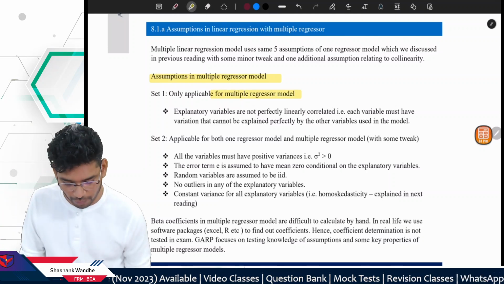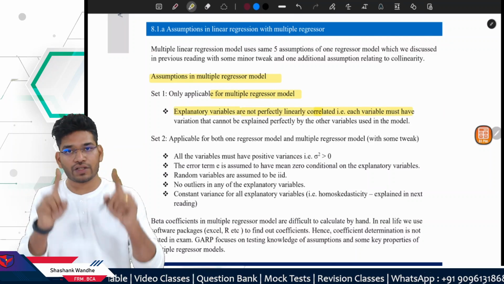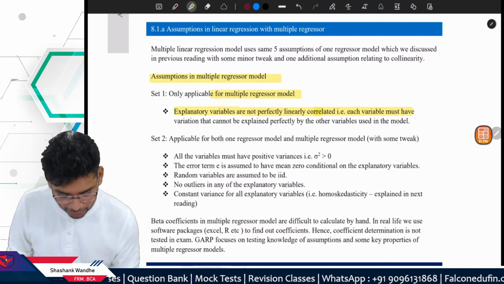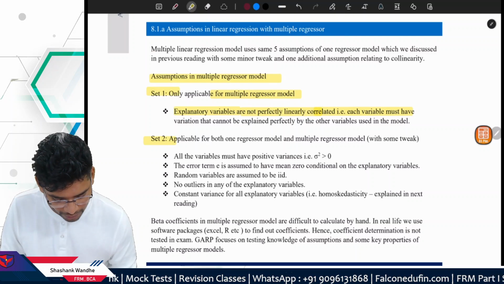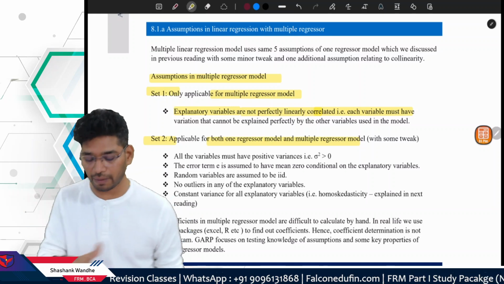Now here, first of all, the assumption in multiple explanatory variables, and this particular first assumption is applicable only for multiple regression models. So explanatory variables are not perfectly linearly correlated. This assumption is only applicable for multiple explanatory variables. This is set 1 of assumptions, and it is only one assumption.